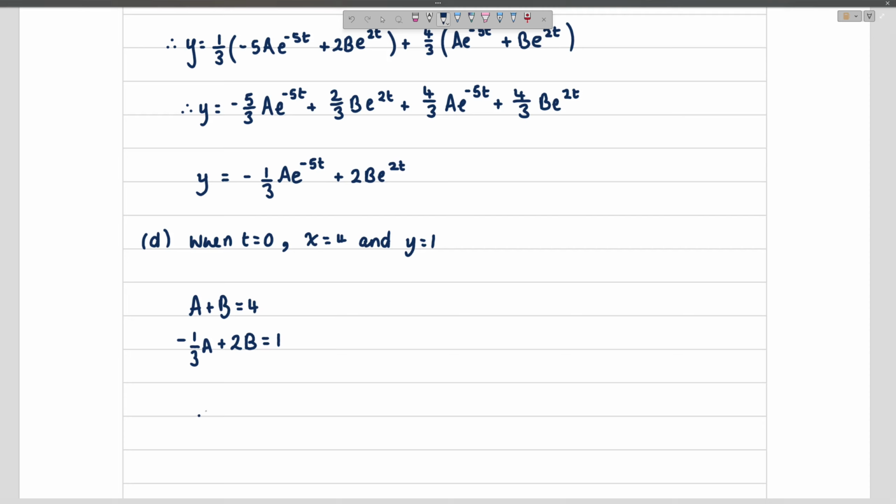And what you should get here then is 7 over 3 A is equal to 7. Therefore, in that case, A is equal to 3. And then for B here, B is 1. So A is equal to 3 and B is equal to 1 here.